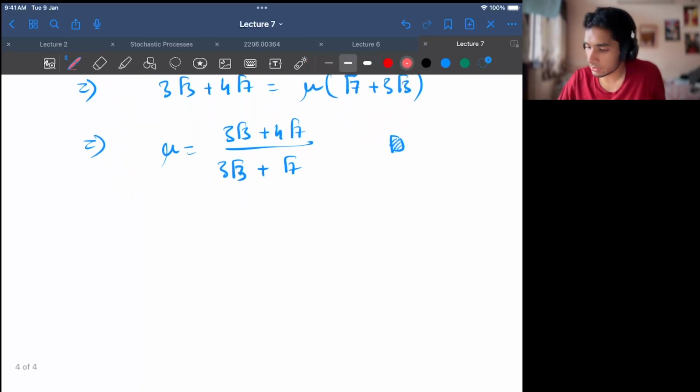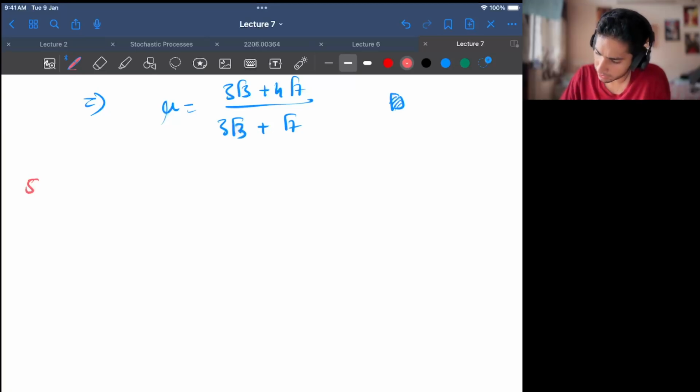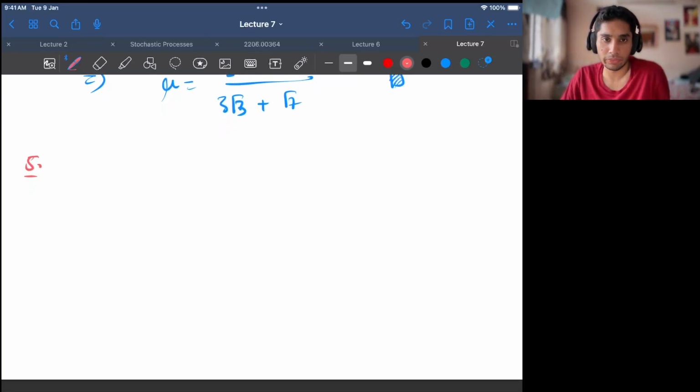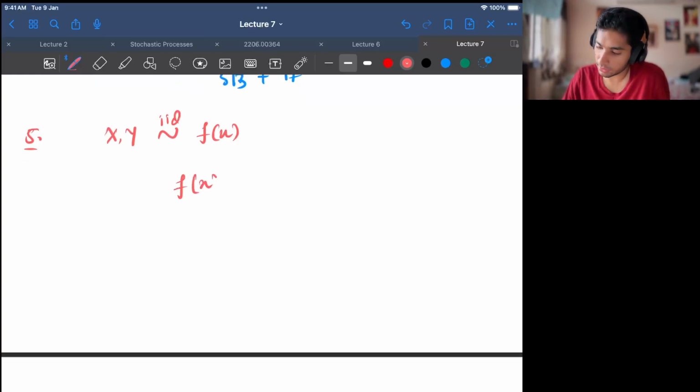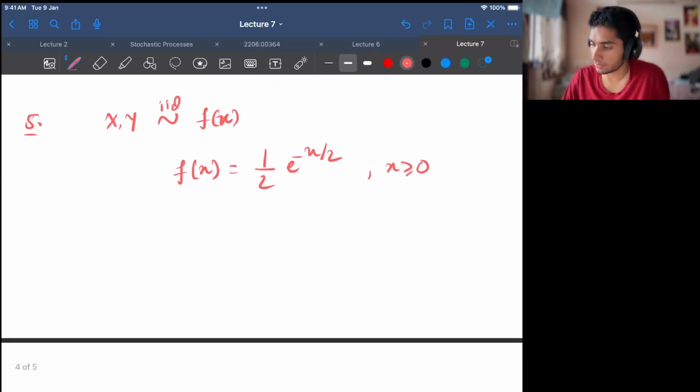Okay. Let us look at another question. Let's look at question 5. So the fifth question is as follows. x and y are given to be distributed IID according to f of x. What is f of x? f of x is equal to half e raised to minus x by 2, where x is greater than or equal to 0. Okay, this is given to us.